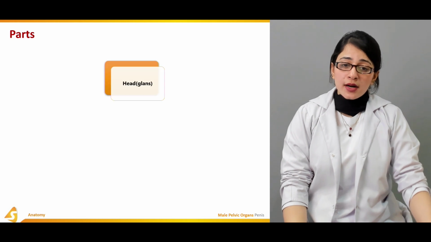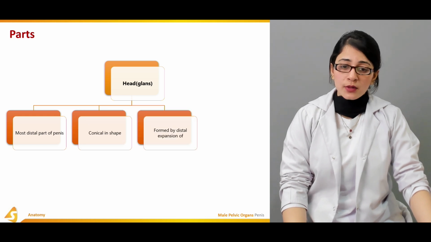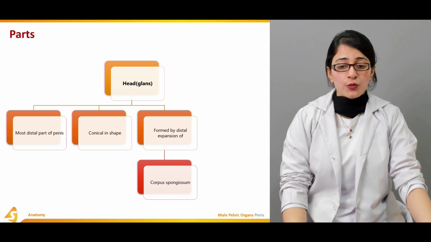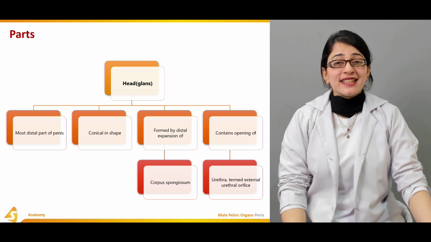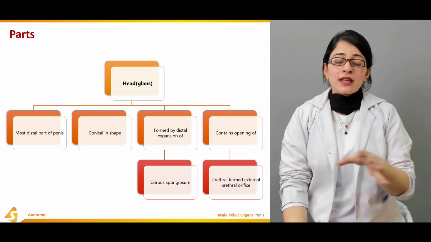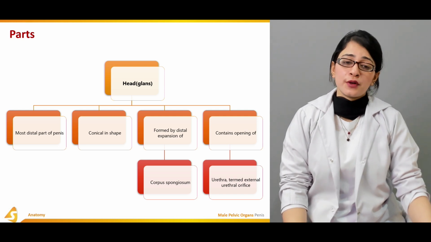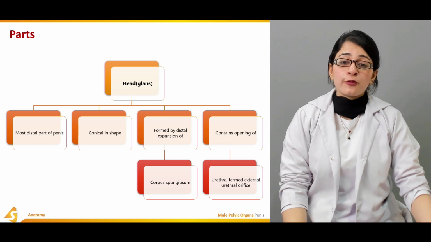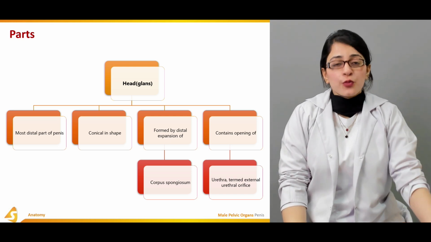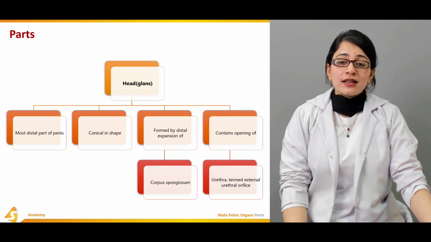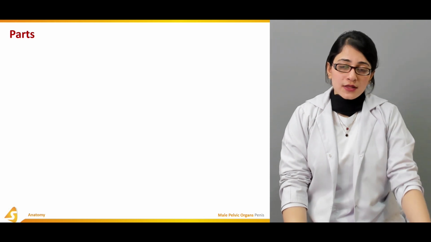The penis has three parts. We have the head, which is the most distal part of the penis, and it is conical in shape. It is formed by the distal expansion of the corpora spongiosum, and it contains the opening of the urethra, which is termed the external urethral orifice. Talking about the head, also known as the glans, it is the most distal part of the penis, formed by the distal expansion of the corpora spongiosum, present alongside the corpora cavernosa. It contains the opening of the urethra, termed the external urethral orifice.